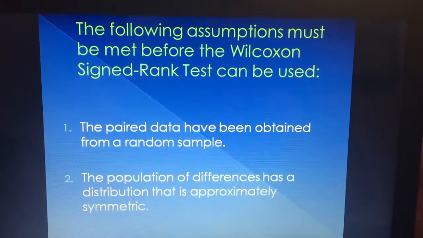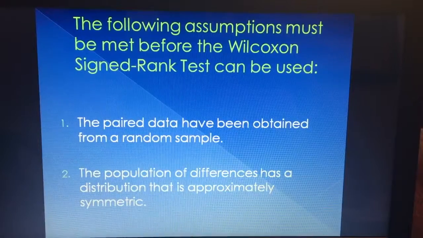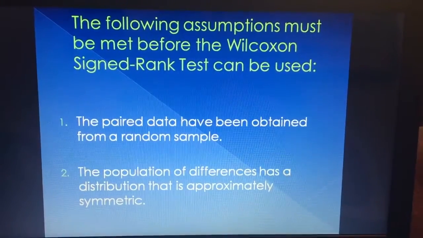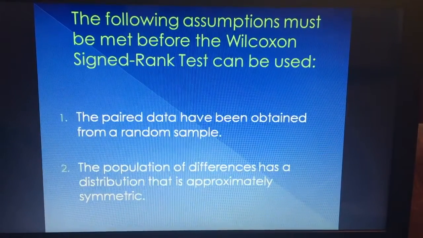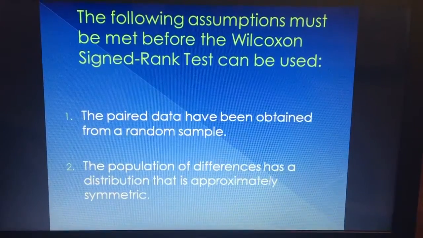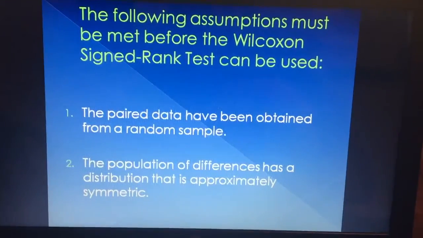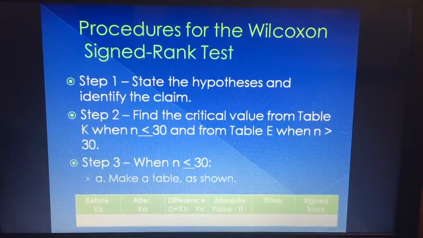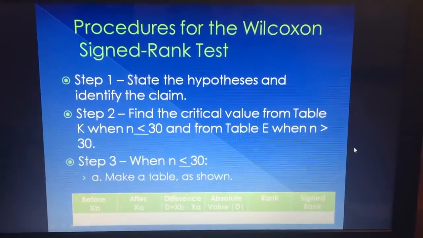The following assumptions must be met before the Wilcoxon signed rank test can be used. First, the paired data have been obtained from a random sample. And second, the population of differences has a distribution that is approximately symmetric. Procedures for the Wilcoxon signed rank test.